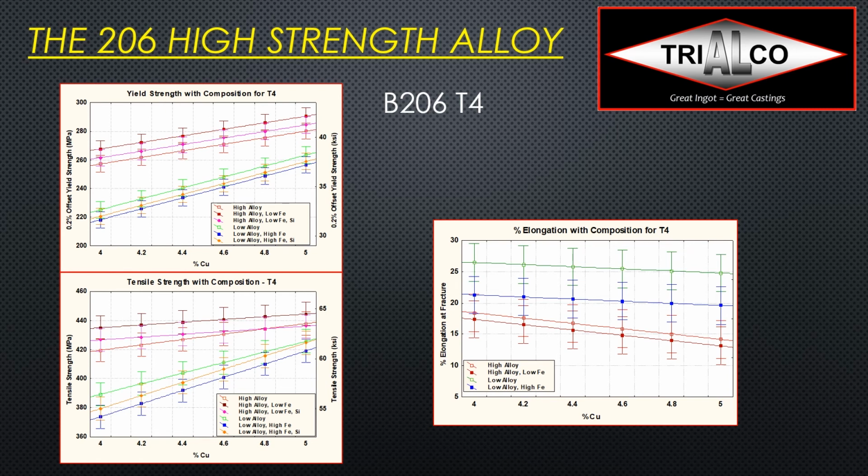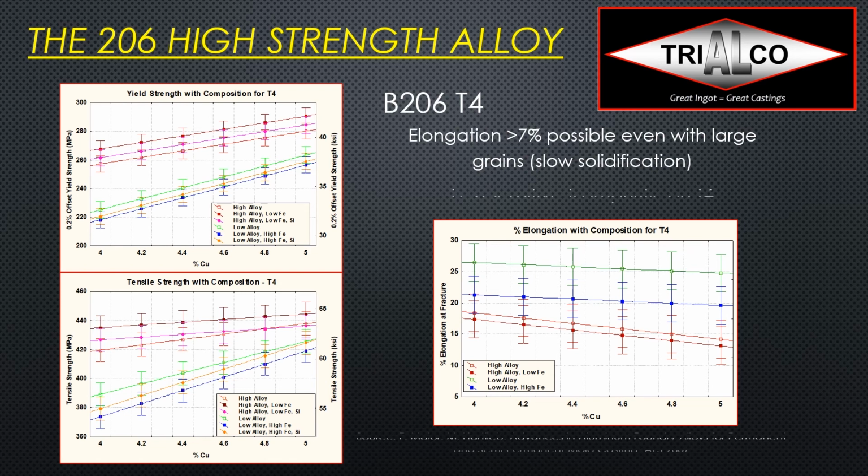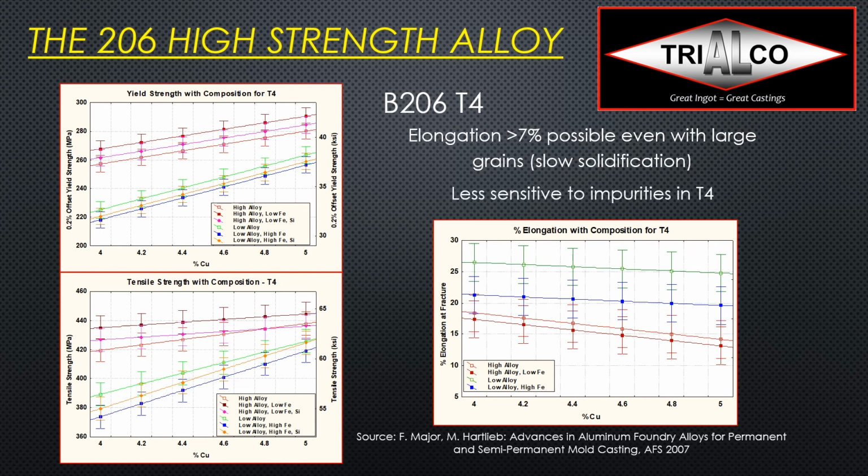So I can reach levels of 280, 290 megapascal yield, well over 400 tensile, and still get a very good elongation, over 15% elongation. Even in slow solidification processes with large grains, I would still get more than 7% elongation, and it's less sensitive to impurities in the T4 than in the T7.